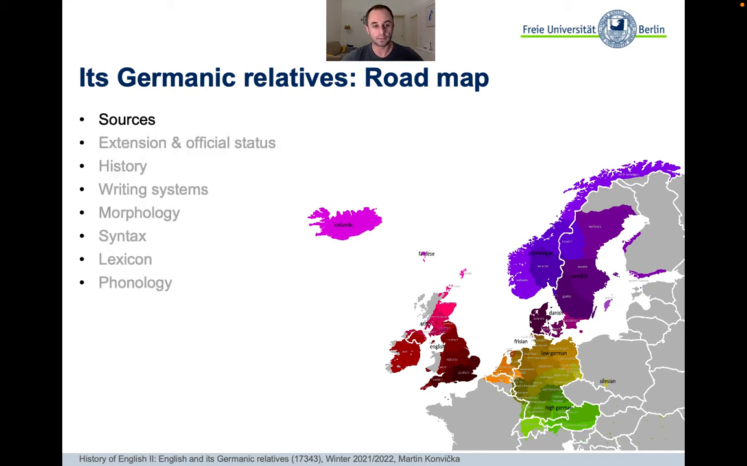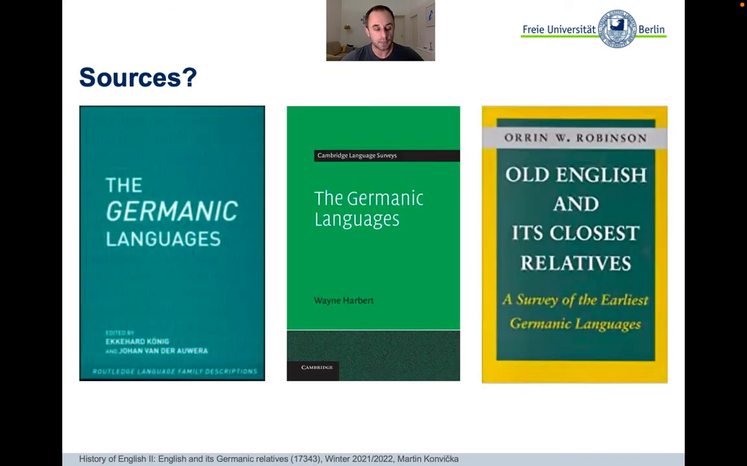Okay, so let's have a look at the sources. I'm basically using these three books. First is The Germanic Languages by Ekkehard König and Johan van der Auwera. That's a wonderful overview of the different Germanic languages. Probably not all of them, but pretty much all of them. There are 2 or 3 chapters on some of the historical stages of the Germanic languages, of English, but also of Proto-Germanic. And there is also a very nice chapter on Creole languages based on Germanic languages.